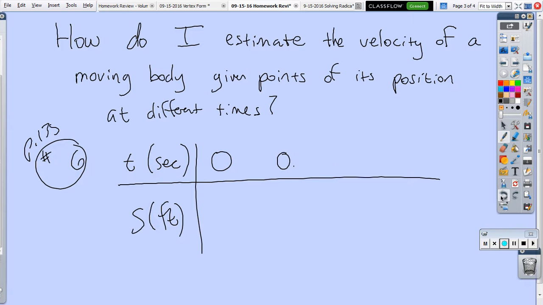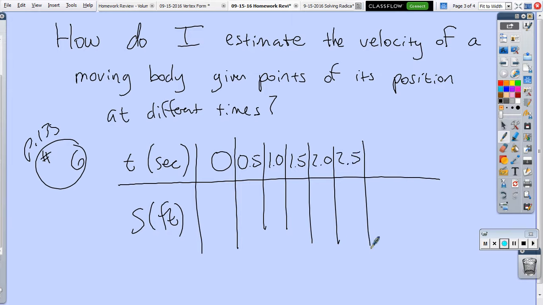I can cram it in here. I can cram it better than that. 0, 0.5, 1.0, 1.5, 2.0, 2.5, 3.0, 3.5, and 4.0. And the directions say, assuming that this smooth curve represents part A, plot S versus T on coordinate paper and sketch a smooth curve through the given points. So that's the first thing we have to do after I'm done writing down the information.